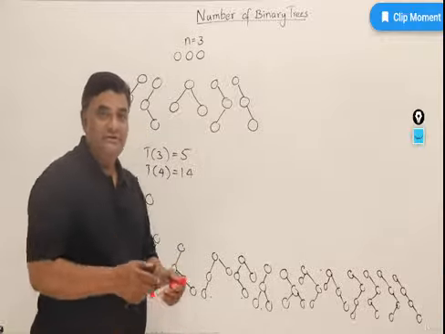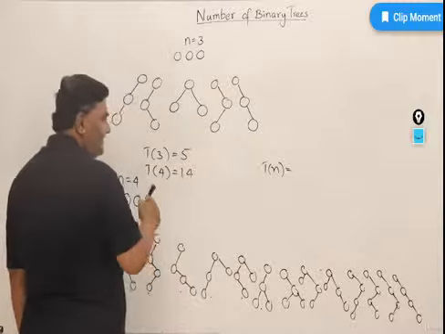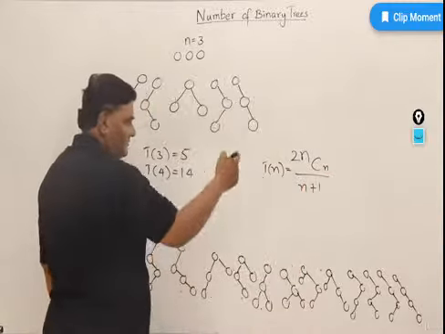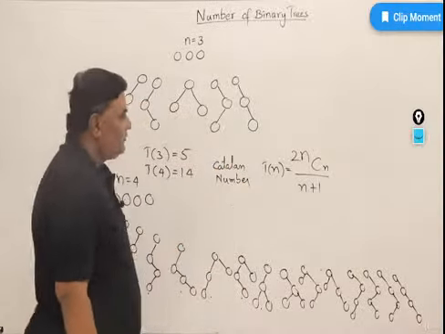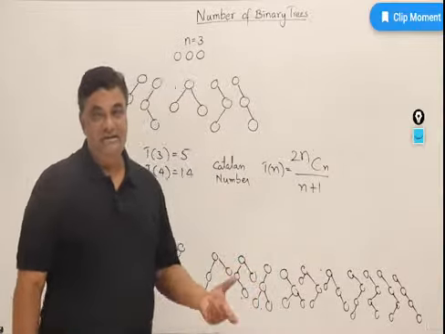Now there must be some formula for this one. Yes, there is a formula. The number of trees for a given number of nodes is 2n Cn divided by n plus 1. This is a famous formula. The name of this formula is the Catalan number. This is a known formula: 2n Cn by n plus 1.